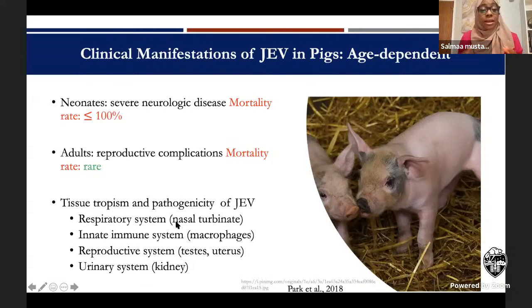The tropism and pathogenicity of JEV is severe in several systems, right? You have the respiratory system. If the goal of your research is to study the respiratory pathogenicity of the virus, and you want to start with cell lines, your best bet will be using cell lines from nasal turbinates. If it's the innate immune system, macrophages are the big guys in that field. And then the reproductive system, like I told you, it causes reproductive complications in adults. Your best cell lines will be testis or uterus cell lines. The urinary system too can be affected, so you can use kidney renal epithelial cell lines, okay?